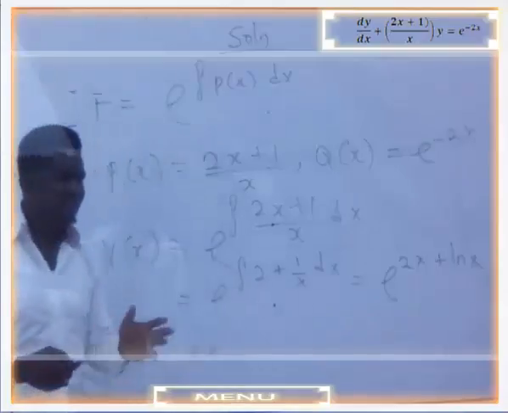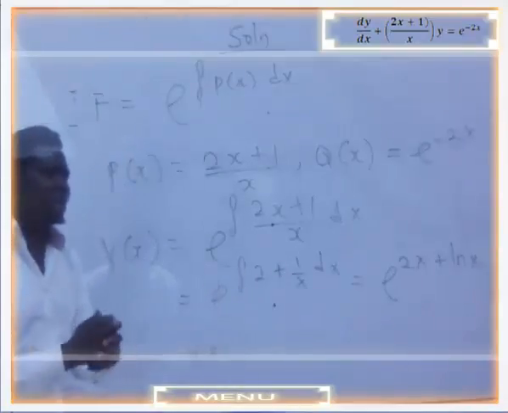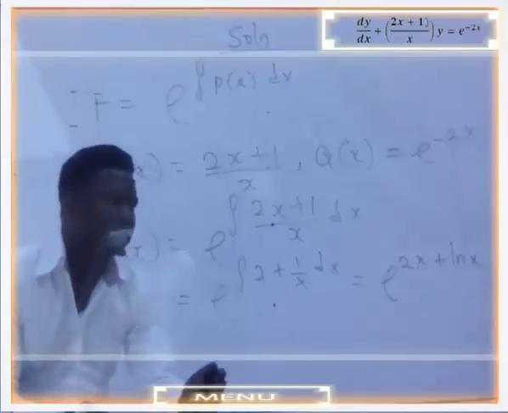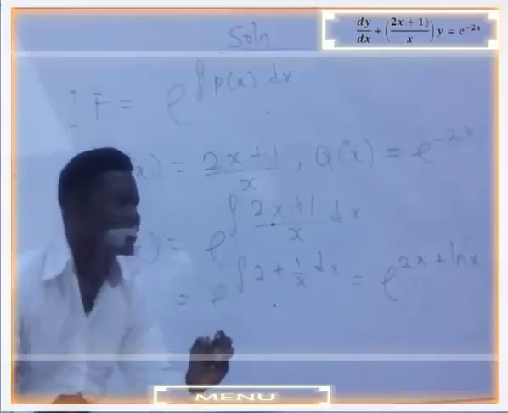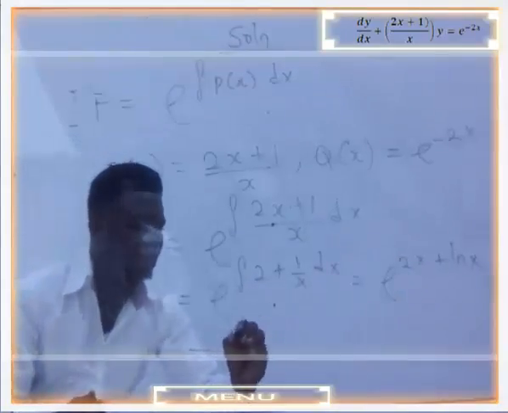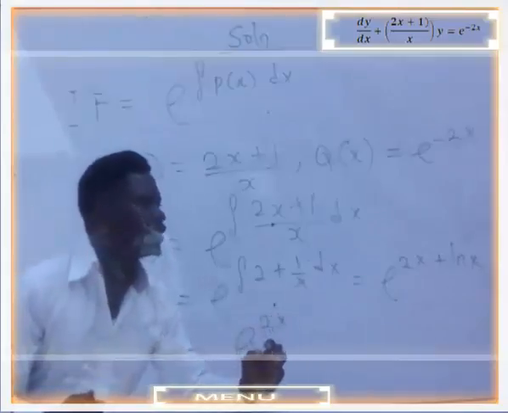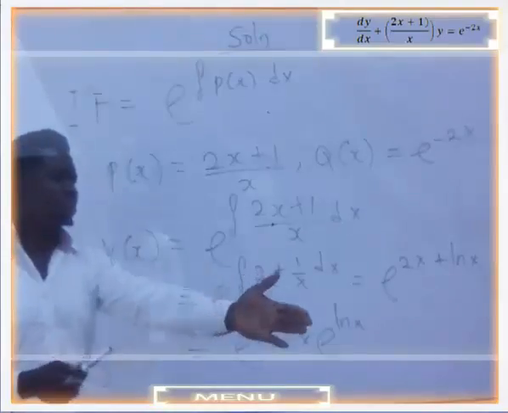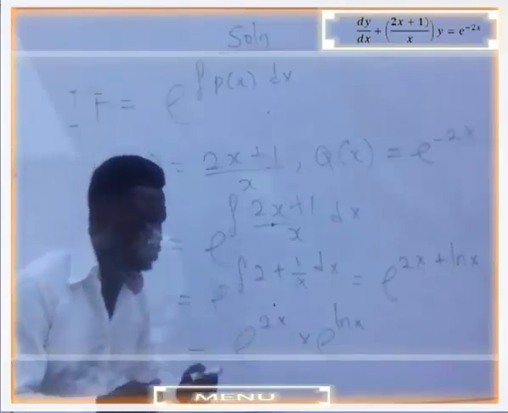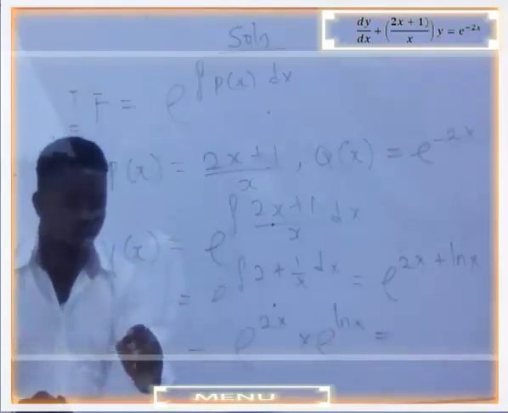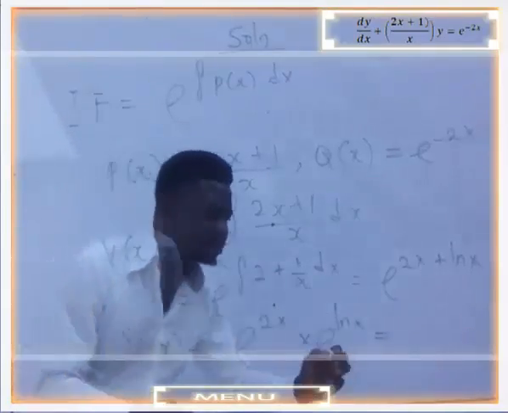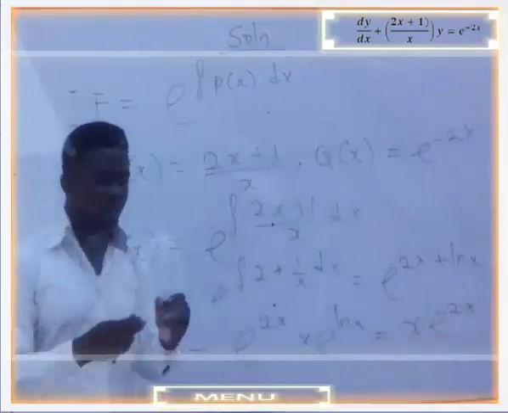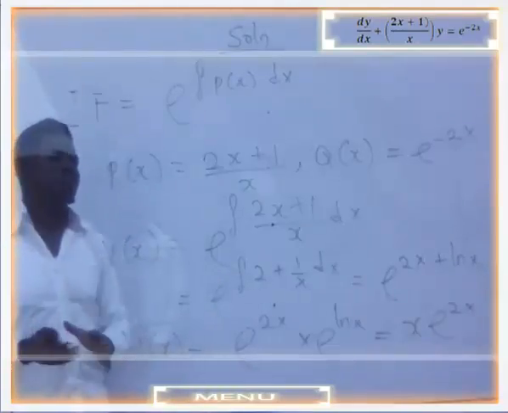You can see this right now. I think you should know the law of indices. Look at this now. I can combine it: I have exponential 2x times exponential ln x. Now, exponential ln x is just x. So my integration factor v of x becomes x exponential 2x. With this, I have gotten my integration factor.